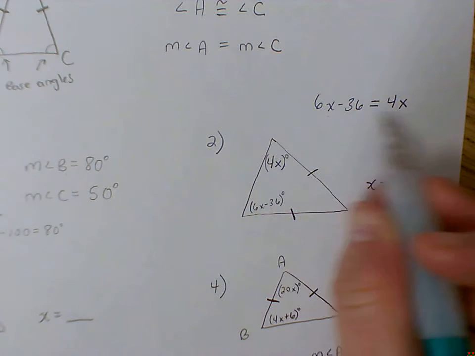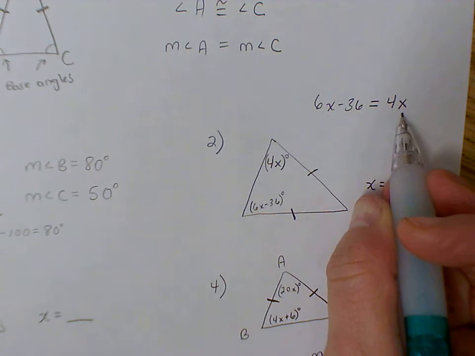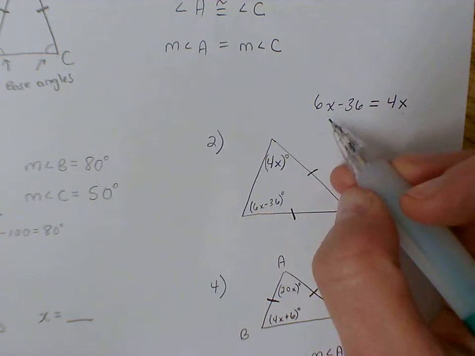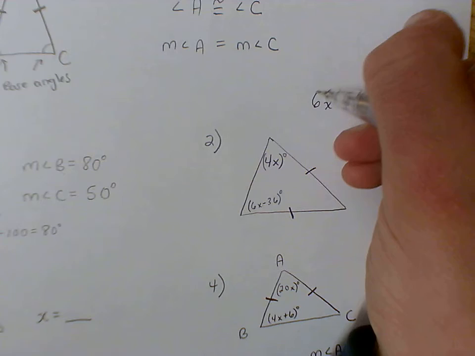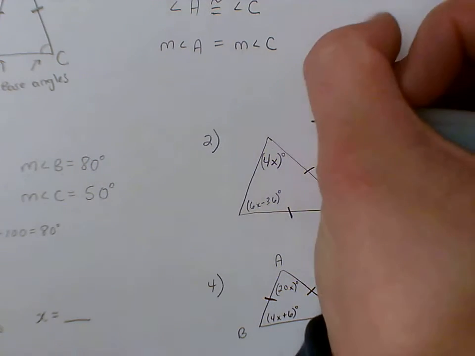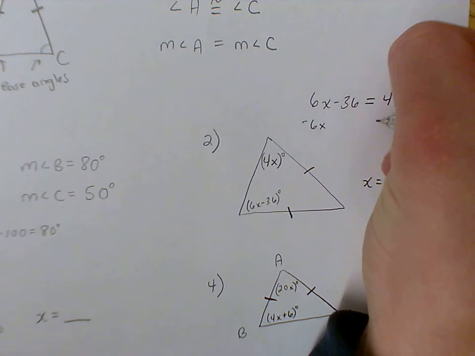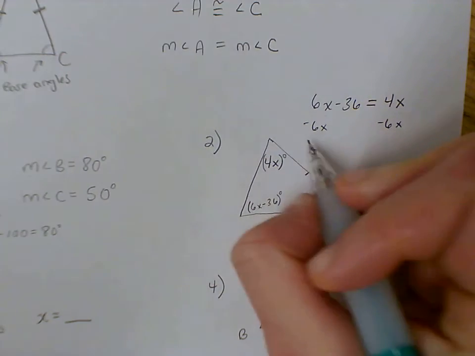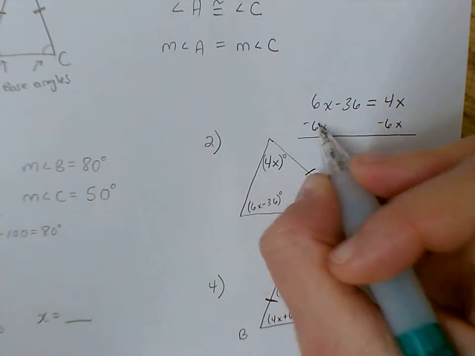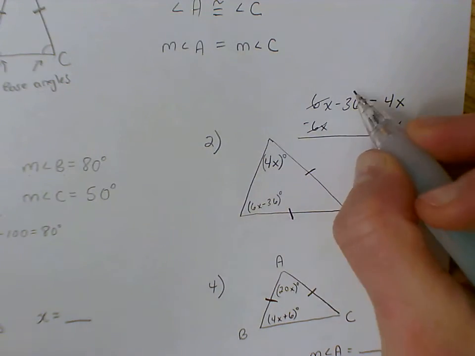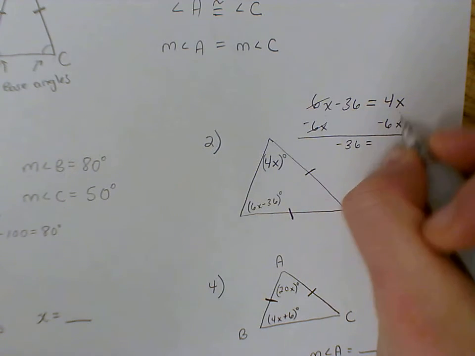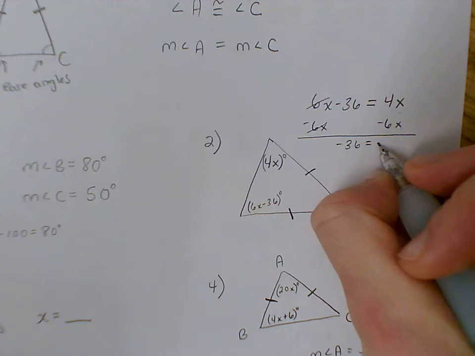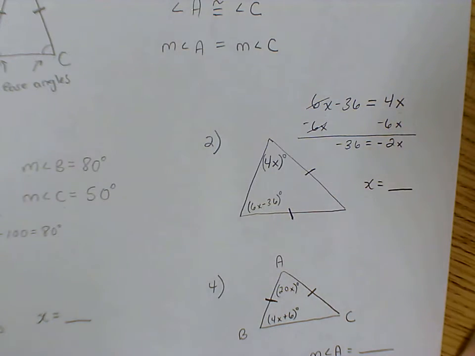Because we have variables on both sides of my equal sign, I got to get them together. And so to move on the opposite side of the equal sign, I have to do the opposite. So I'm actually going to move my 6x over. So I'm going to subtract 6x because you have to do the opposite, and you got to do it to both sides. So these will go away, and I'll be left with negative 36 on this side, and then 4x minus 6x ends up being negative 2x.